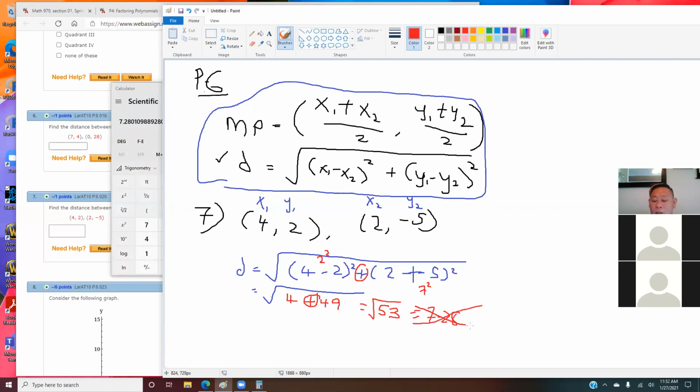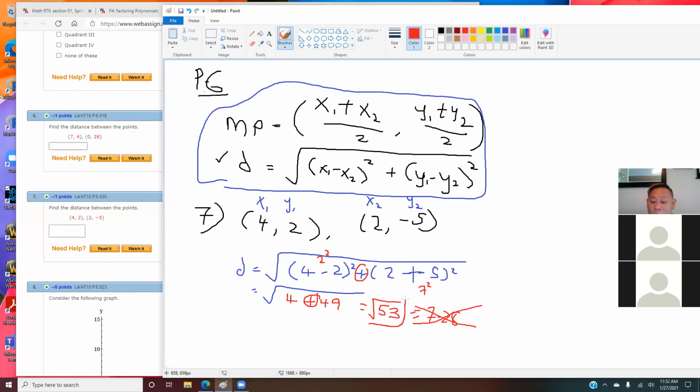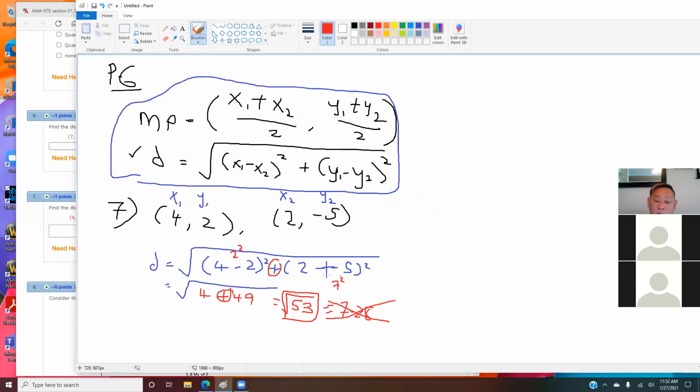Nope. In your test, I don't take this answer. Okay. So if you put 7.28 in your answer here, they will mark you wrong. Your answer in this case is square root of 53. The reason why is because this square root of 53 cannot be broken down, because 53 is a prime number. So that's why this is your answer.